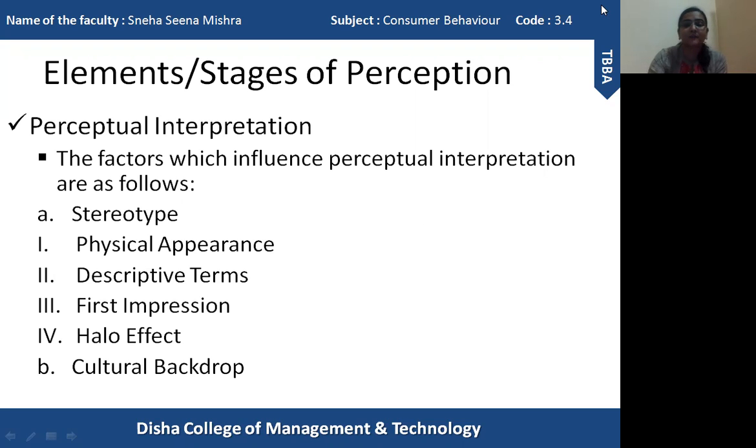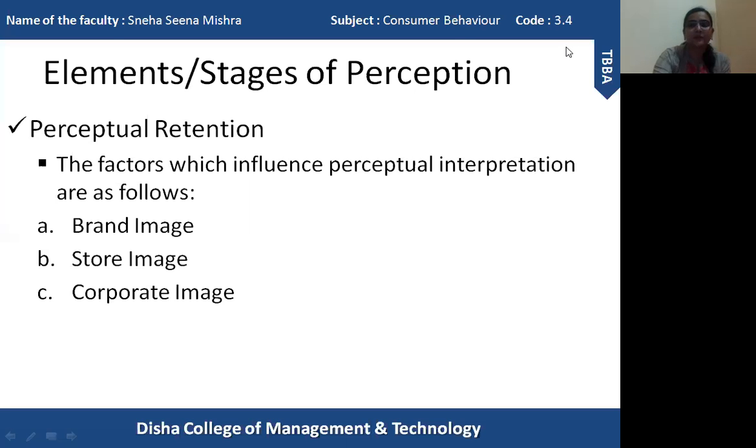The last stage of perception is perceptual retention. So, what is perceptual retention? When we remember a particular brand, remember a particular product, that is called perceptual retention. Now, perceptual retention actually leads to repeated purchase. Once we understand a product, once we remember the product, once we use the product, then we try to keep on using the product again and again. This will also lead to brand loyalty. So that is called perceptual retention.